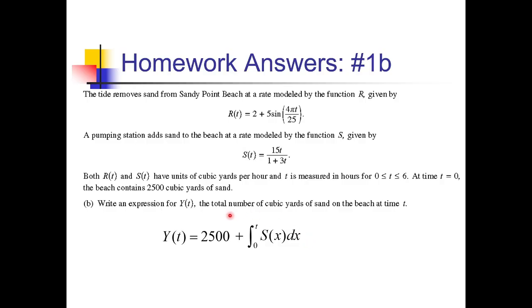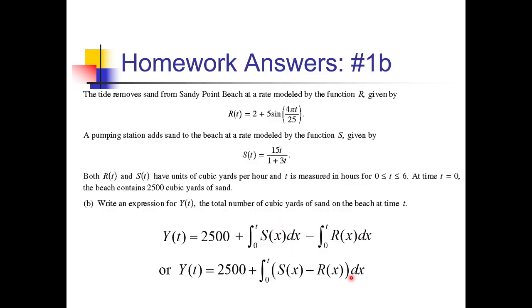So we've got the amount that we started with, the amount that we're pumping in over the time from 0 to t. We also need the amount that the tide removes from 0 to t. So that's going to be the integral from 0 to t of r of x dx. And again, I need a different variable inside here versus the upper limit variable. Now you could just leave it this way, and that's fine. Or if you wanted, you could do s of x minus r of x dx inside one big integral, and that works just as well.